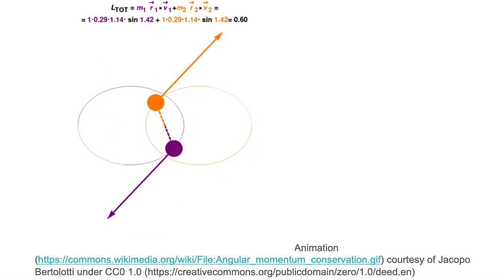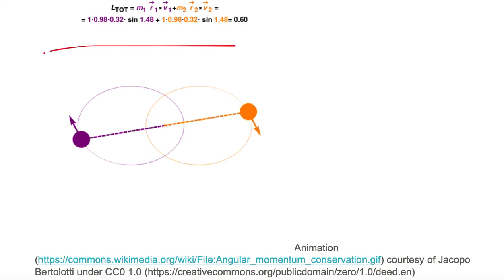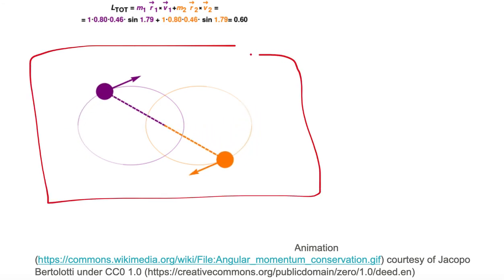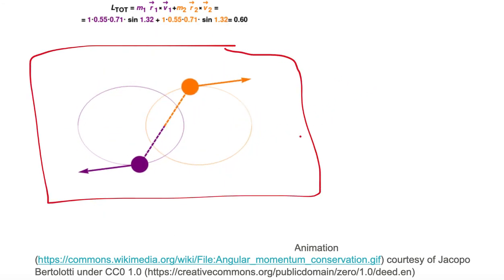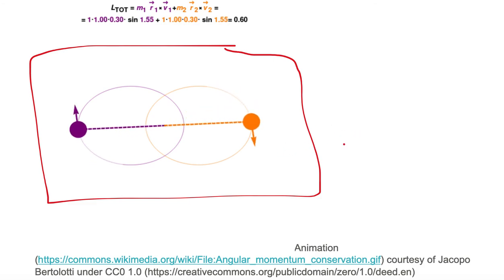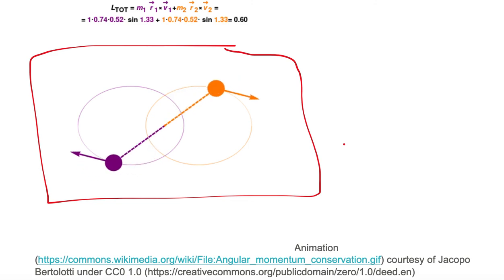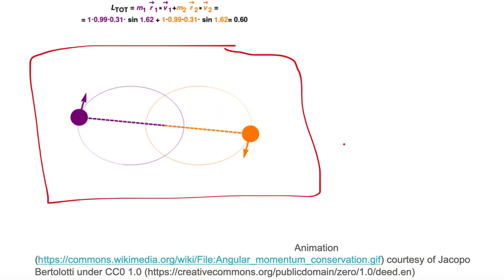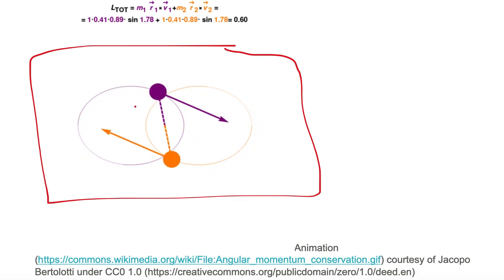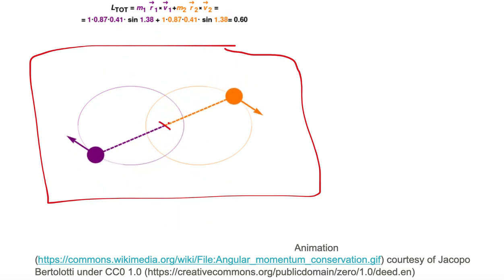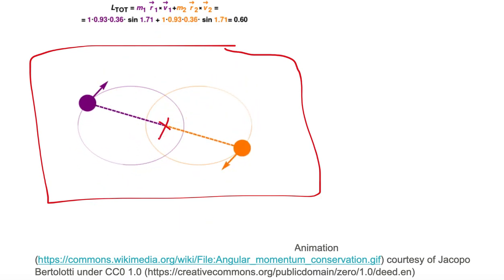So let's draw our closed system in. Our closed system is going to be everything inside this box. So no mass is going to get in or out, no energy is going to get in or out. So we need to account for all of the angular momentum at all the different points in this orbiting around this common center of mass. The common center of mass is denoted by the red X.